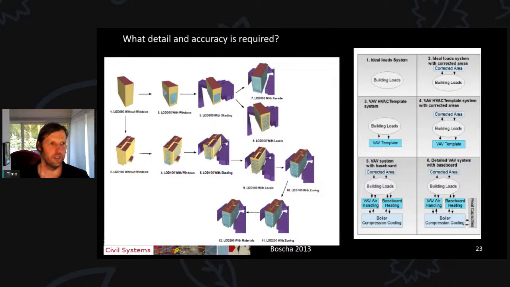We even did some with the shading where the buildings were around, some studies and so forth. And so we just played around with a lot of different options for the building model that we put into the energy simulator. At the same time, we played around with a lot of options for modeling different types of building systems that you see on the right-hand side. So we basically had, I think, 12 different geometrical options for the building and 6 different building system models that we applied.